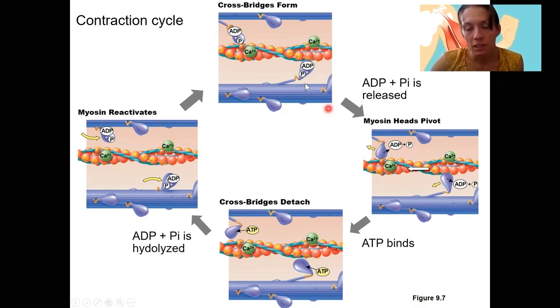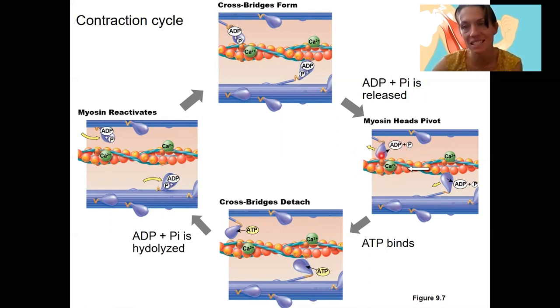Then, because of that binding, this ADP plus a phosphate group is released. Those pop right off because protein structure changes when the myosin heads bind to actin. The ADP and the phosphate groups pop off, and that causes the myosin heads to pivot. They're going to move this direction. This is actually called the power stroke. ADP release causes the myosin heads to move. This is actually what causes contraction right here.